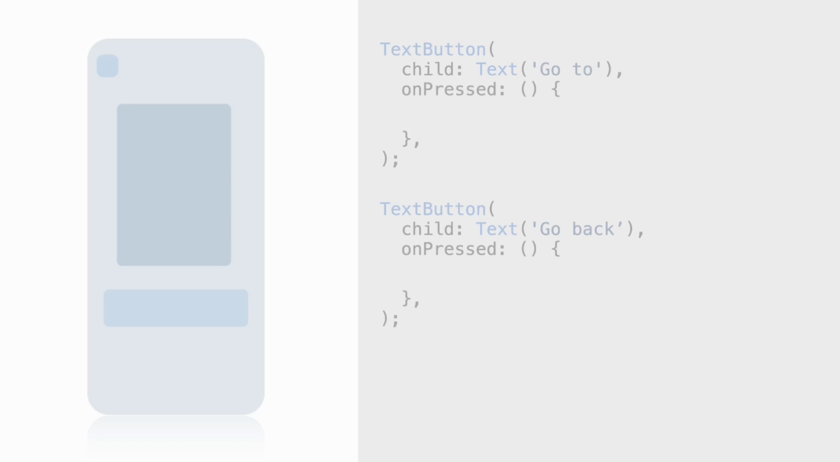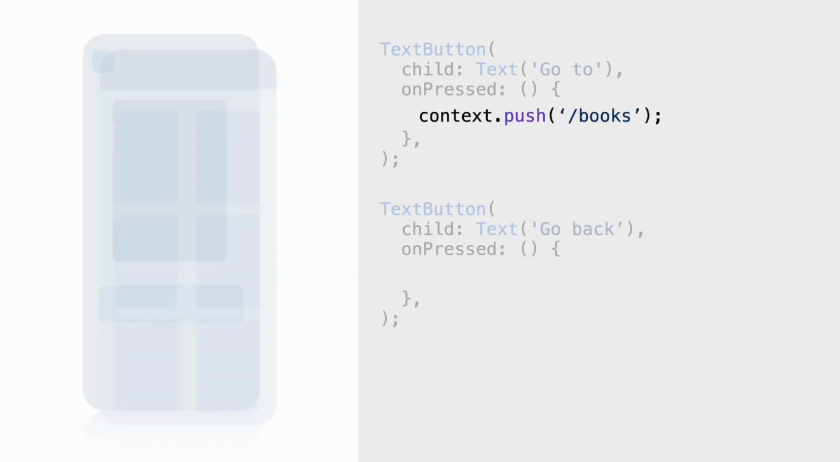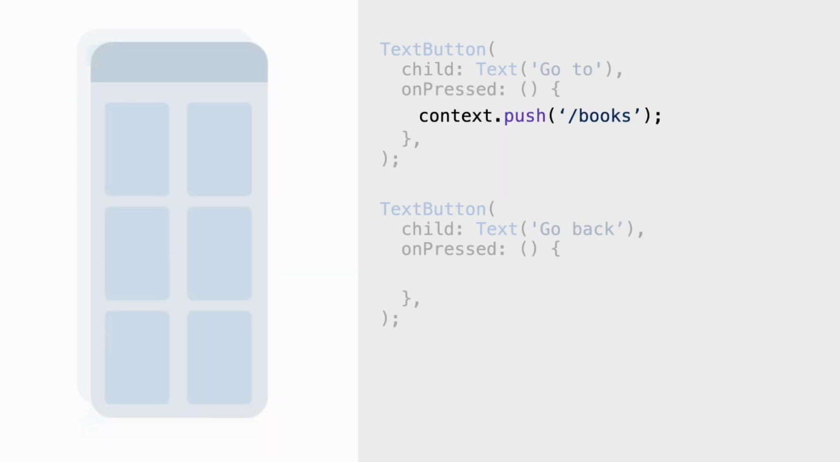Imagine we wanted to push a route to the stack, and this route is not a subroute of the current one. For example, from the book page, we wanted to navigate to a list of books. We can use push for that, and the new route will be added on top of this. To go back, we just need to call pop, and the previous route will animate back.